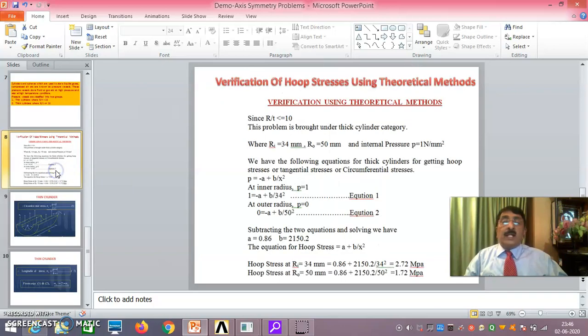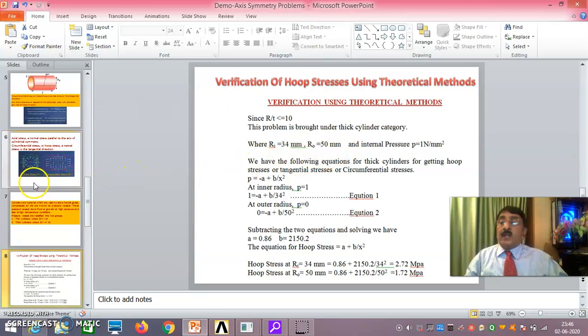Now for that, we will do some verification using theoretical methods. Since R by T is less than or equal to 10, that is, you are getting about 2.2 or 2.3, we consider the thick cylinder formula. This problem is brought under the thick cylinder category. Here Ri is 34.